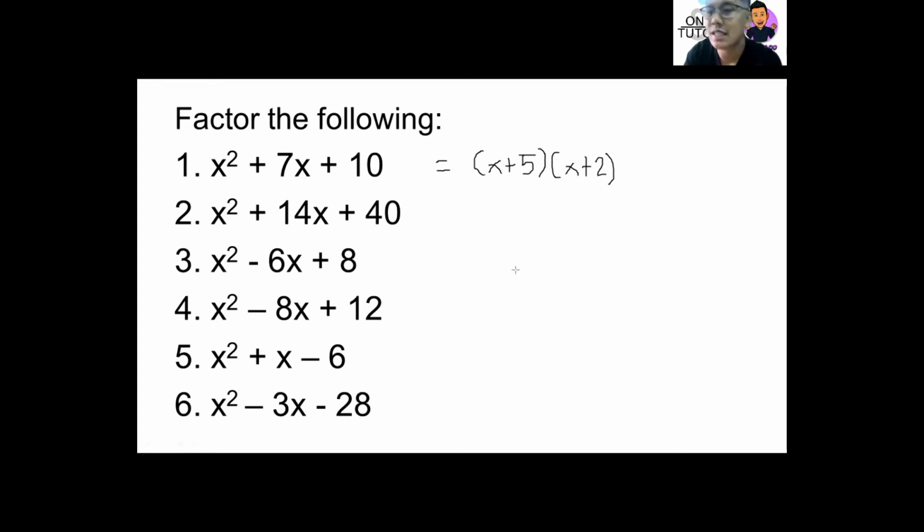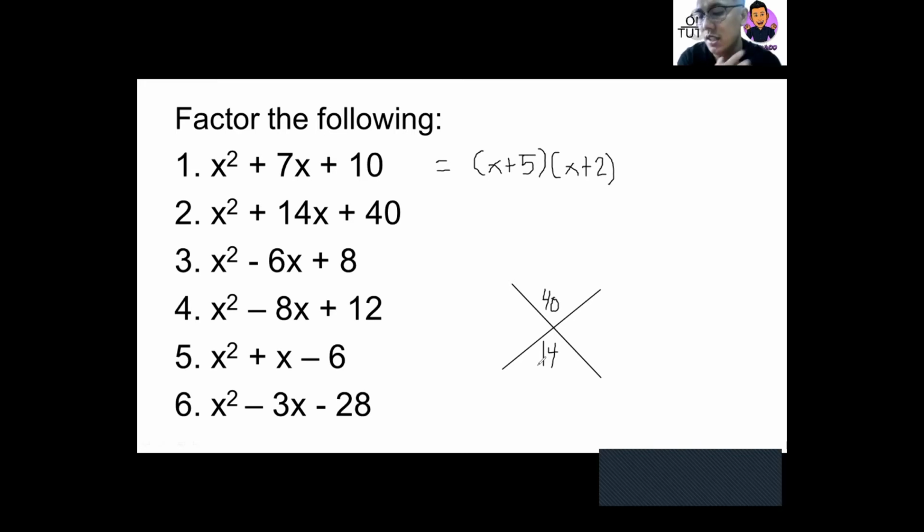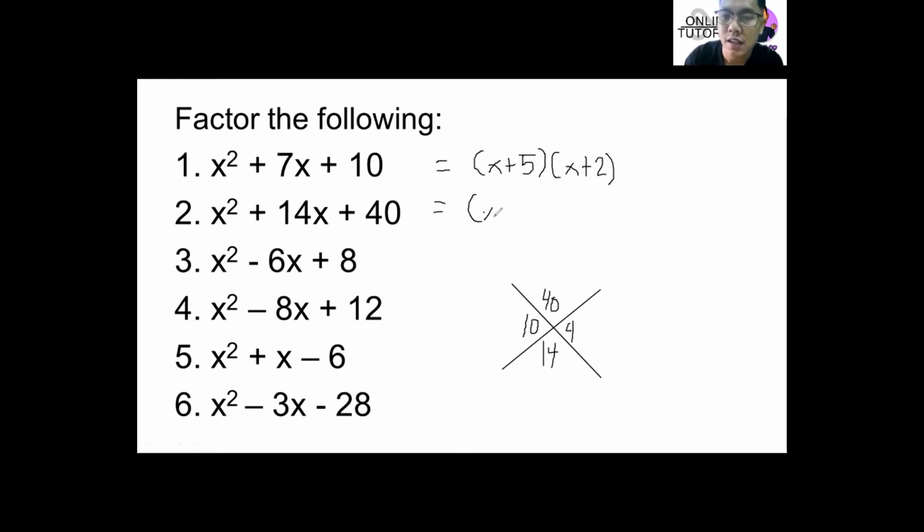Next is number 2: x squared plus 14x plus 40. We have the x here. At the top is 40 and the bottom is 14. What two numbers have a product of 40 and a sum of 14? That is 10 and 4, since 10 times 4 is 40, and 10 plus 4 is 14. Therefore, the answer here is x plus 10 times x plus 4, or x plus 4 times x plus 10.